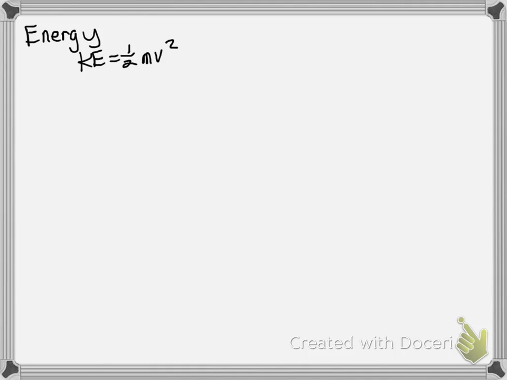There is no direction associated with energy. It is not a vector quantity. Kinetic energy must be positive or zero, because of the way the equation is written. Remember, kinetic energy is the energy of motion. If the object is not moving, it has no kinetic energy.